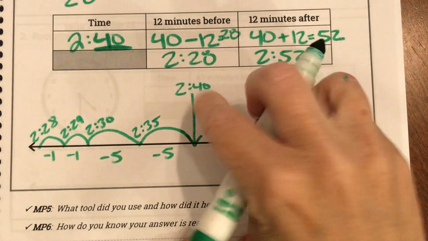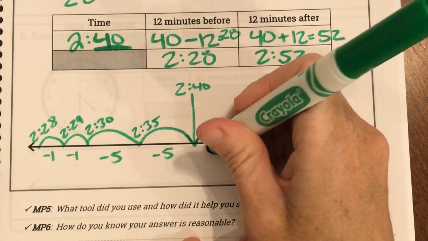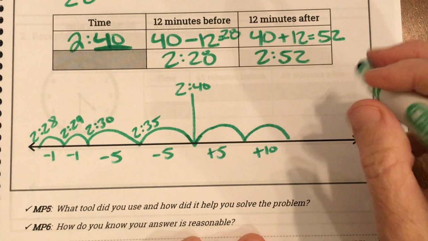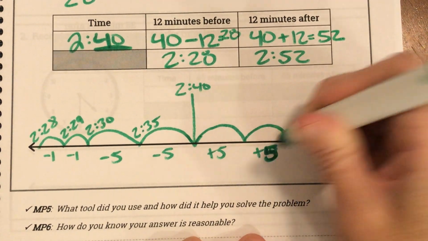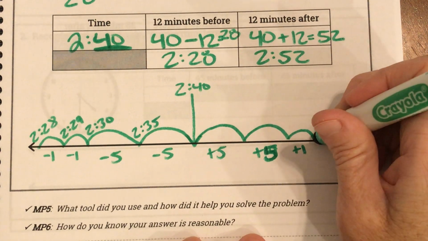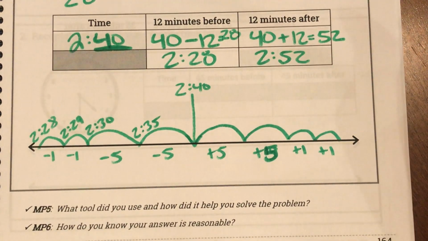Okay, what if we wanted to add 12 minutes? So I'm going to add 5, add another 5, which would equal 10. And then I could add 1, which would be 11, and then add 1 more.